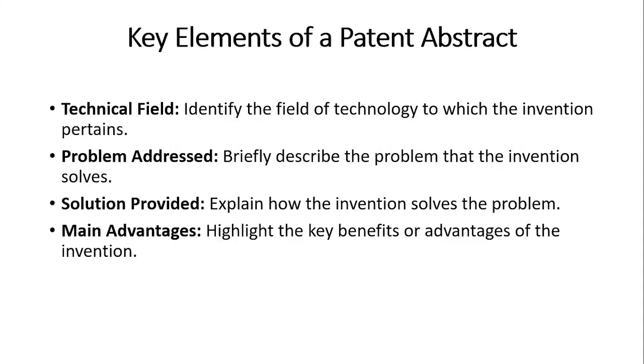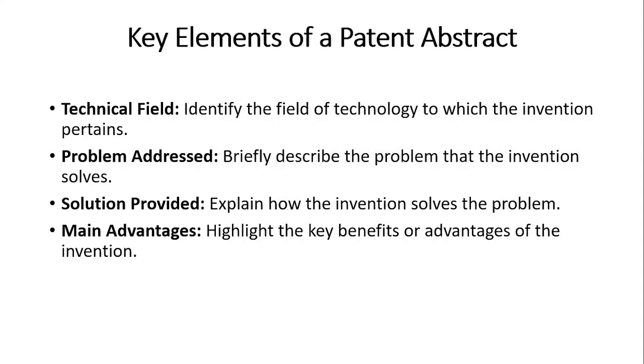Key elements of a patent abstract. What are all the elements I consider to write the patent abstract? Yes, technical field. The technical field should identify the field of technology to which the invention pertains. If I made the product with manufacturing, you should mention that. After that, problem addressed. The problem is to be addressed in your abstract. That briefly describes the problem that the invention solves. What is the problem? What is the solution you give?